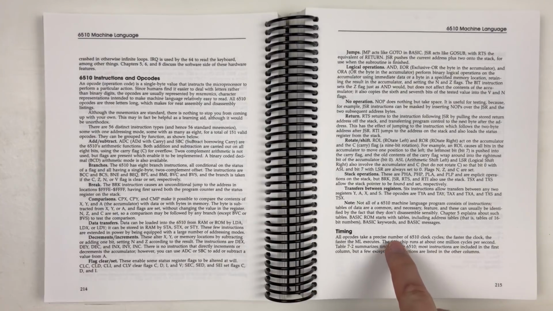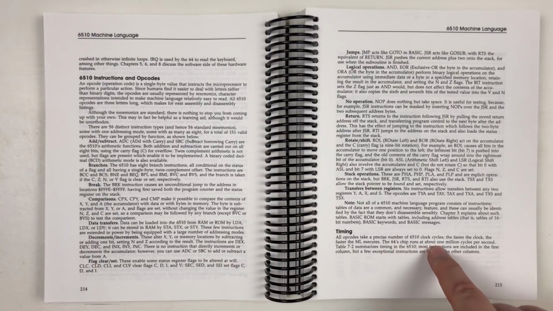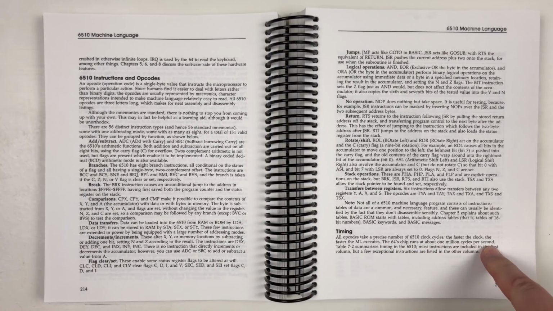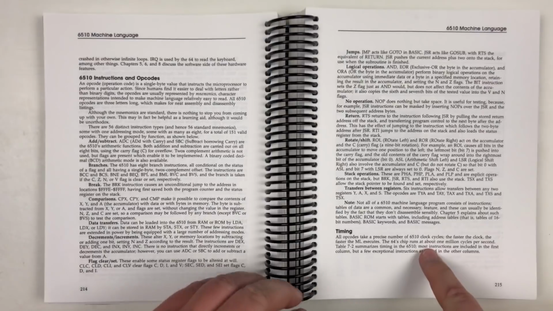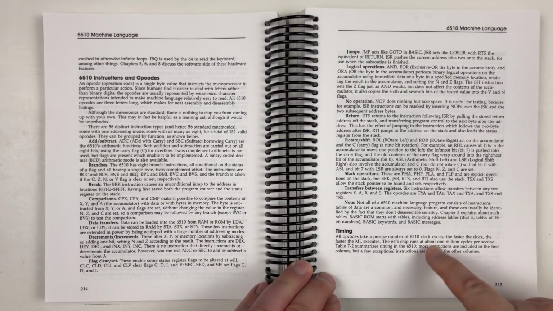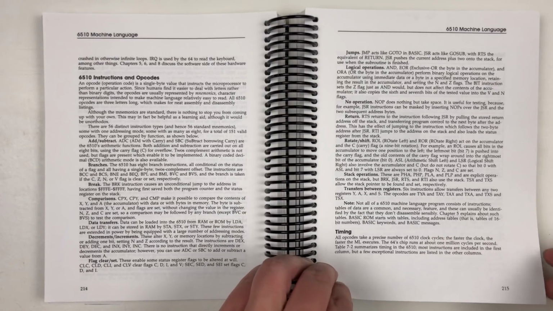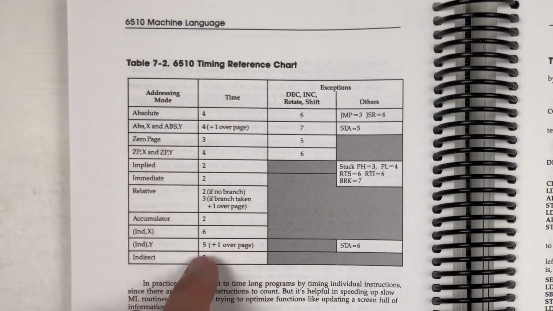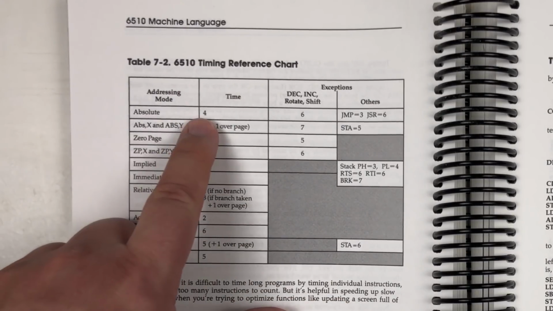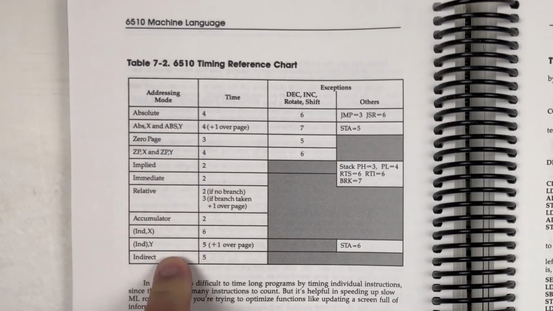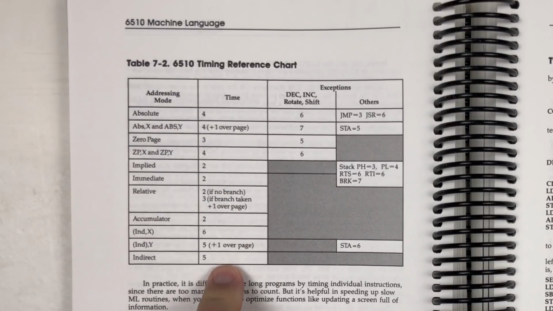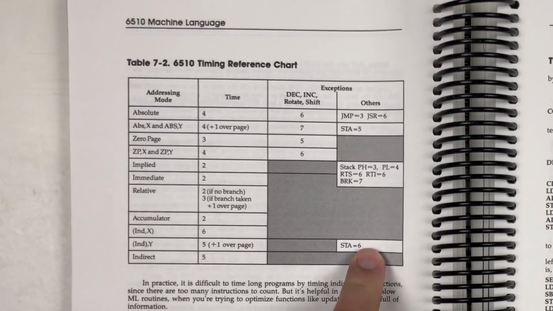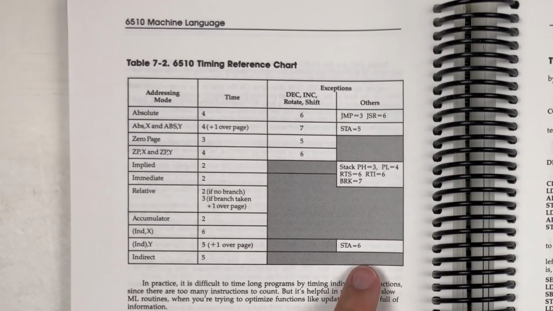Timing, well, how the C64's chip runs at about 1 million cycles per second, and different instructions take differing number of clock cycles. So here's a different timing chart that I've never seen before. Just a different way of looking at how many cycles do the different addressing modes take, and then exceptions. That's a different way of looking at it.